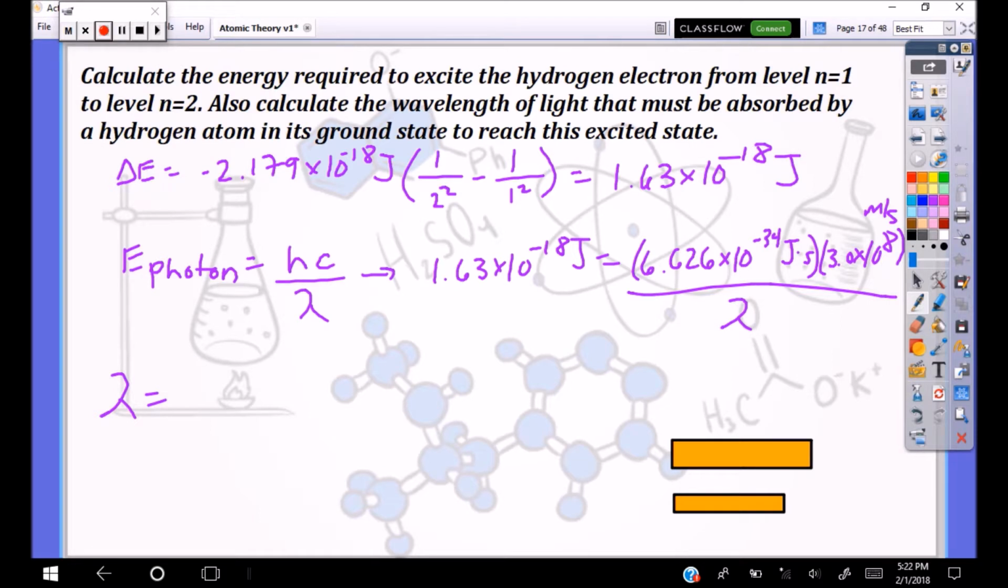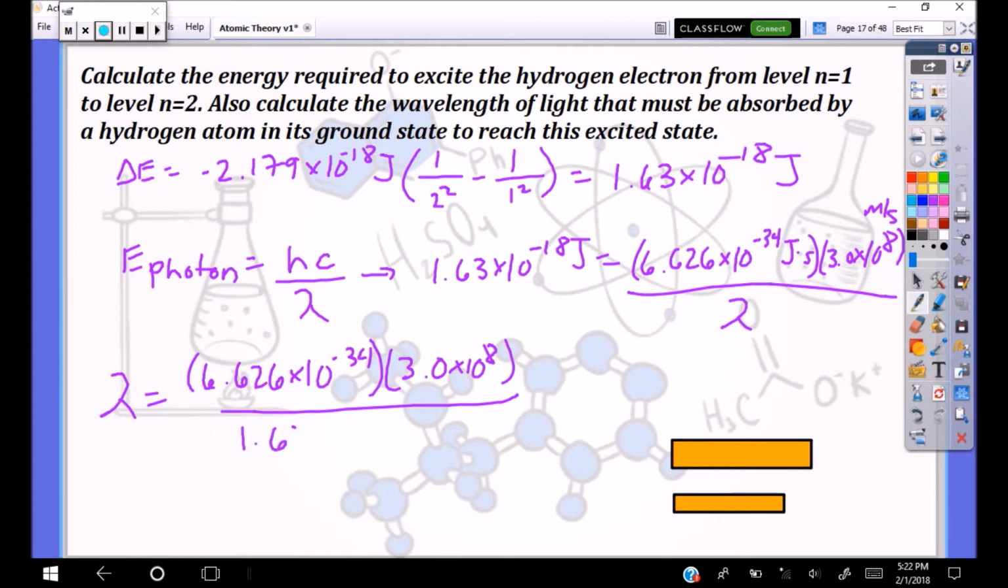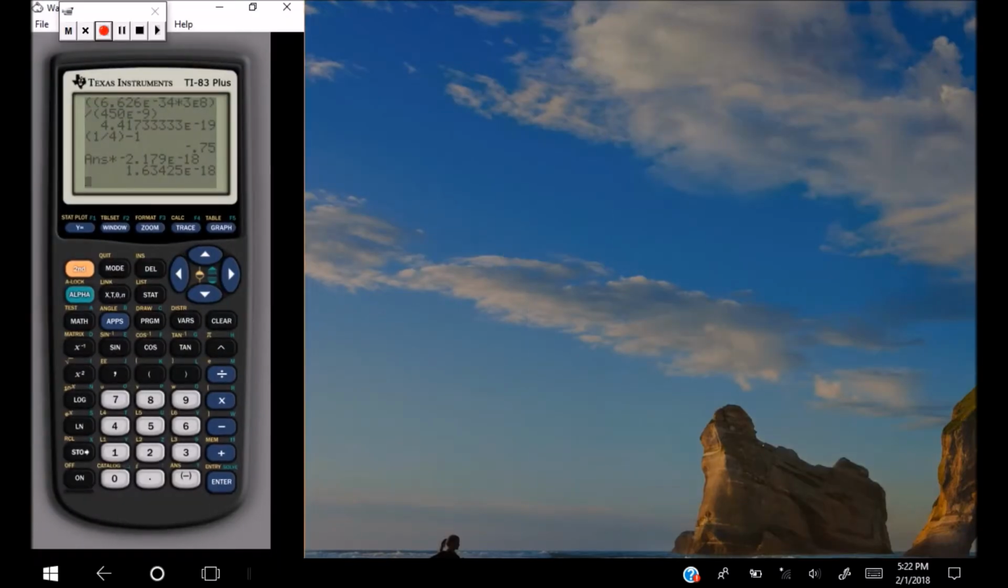So I'd end up getting 6.626 times 10 to the negative 34th, times 3 times 10 to the 8th, divided by 1.63 times 10 to the negative 18th. This will give me my wavelength. So let's see what we get. I've got 6.626 e to the negative 34th, Planck's constant, times 3 e to the 8th, and then I'm dividing it by my answer from before. And I get 1.21 times 10 to the negative 7th.